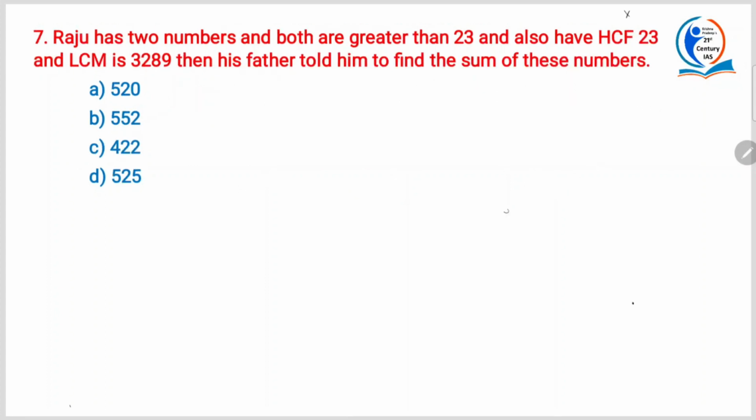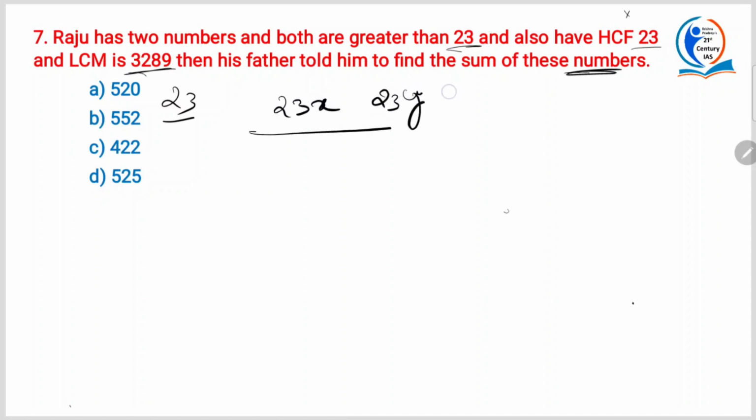Next, Raju has two numbers and both are greater than 23 and also have HCF 23 and LCM 3289. Then his father told him to find the sum of these numbers. Now HCF is 23 means the numbers will be multiples of 23. Now let the numbers be 23x and 23y. Okay.